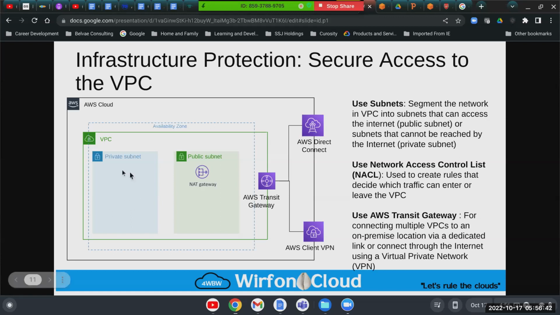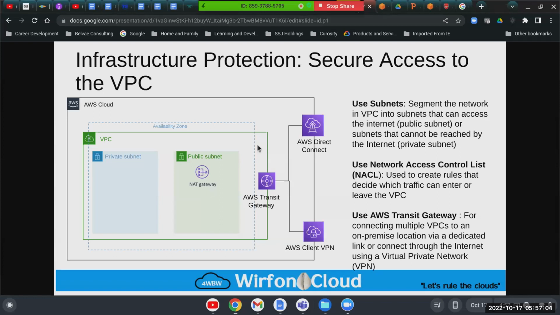So a private network is private to you. That means nobody from the external, from the internet, can access that private network. The public network is as mentioned. When it's public, that means anybody from the internet or outside of the AWS cloud can access it.